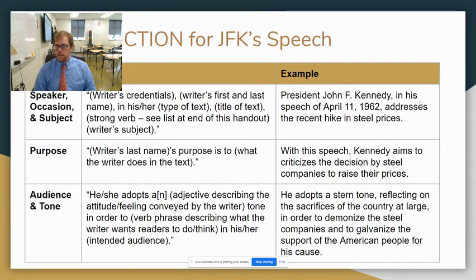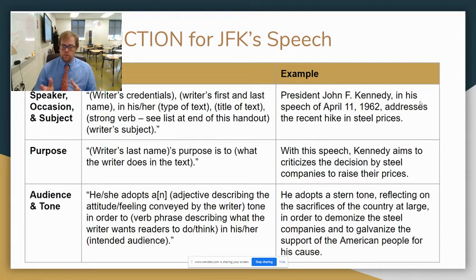With this speech, Kennedy aims to criticize the decision by steel companies to raise their prices. He adopts a stern tone, reflecting on the sacrifices of the country at large in order to demonize the steel companies and to galvanize the support of the American people for his cause.